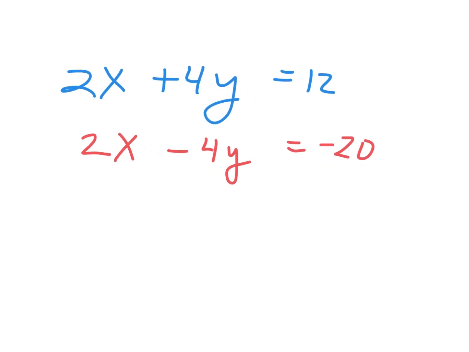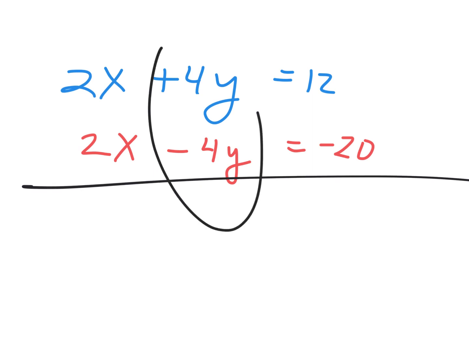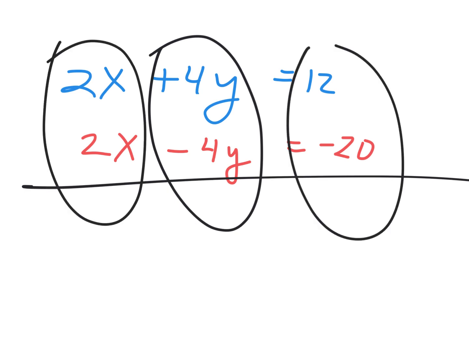Okay, now how do we see where they cross? I said draw a line across. And then did I say you always had to make the bottom negative? No, I didn't. I said, look and see if anything would cancel out. You see how the 4y and the negative 4y will cancel out? Then I can just leave them the way they are and combine them. Those combine, you can solve.